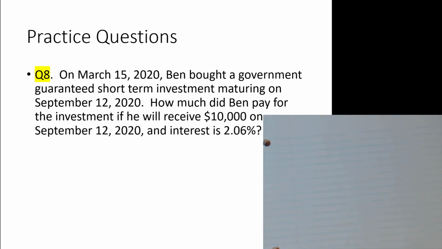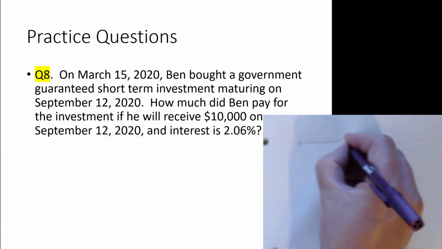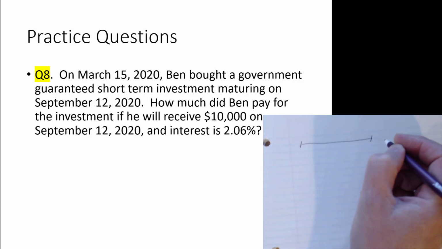We go on. On March the 15th, 2020, Ben bought a government-guaranteed short-term investment maturing on September the 12th, 2020. How much did Ben pay for the investment if he will receive $10,000 on September the 12th, 2020? Notice he will receive, future tense. How much did Ben pay? That's telling us that something happened. That is, Ben's payment happened before the amount of money that he receives. So when we draw out a timeline, English reading comprehension becomes kind of important to us.